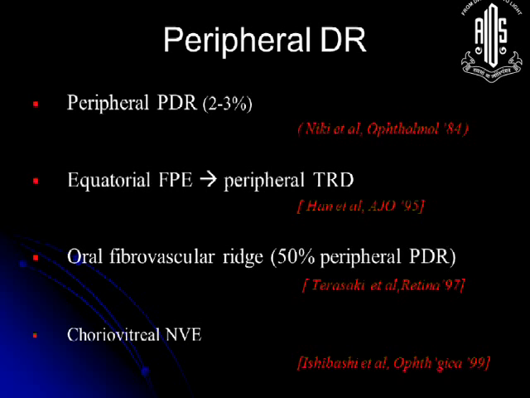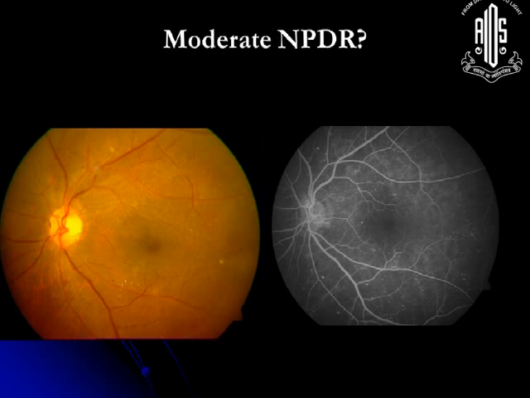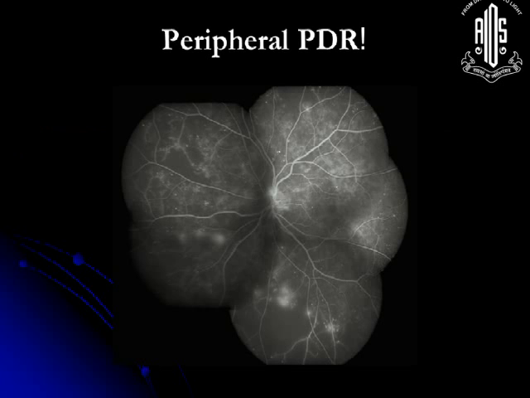Oral fibrovascular ridges have been seen in 50% of cases of peripheral PDR by Terasaki, and Ishibashi even documented direct choriovitrial neovascularization. So all these things can happen. Again, to the casual eye, this might look like a case of moderate NPDR. But a complete panoramic pan-retinal examination would show this to be a case of peripheral PDR. So that's why it's important to not just look at the macula and the surrounding area, but to look all around. Sometimes you might find thin, faint new vessels deep into the periphery too.